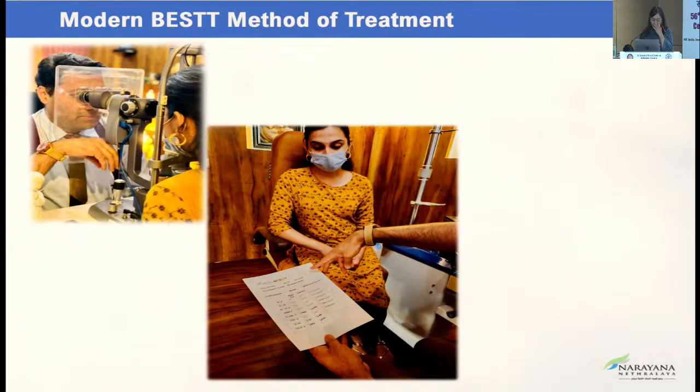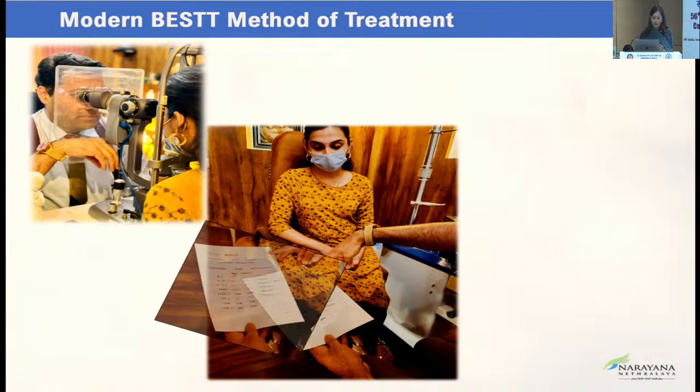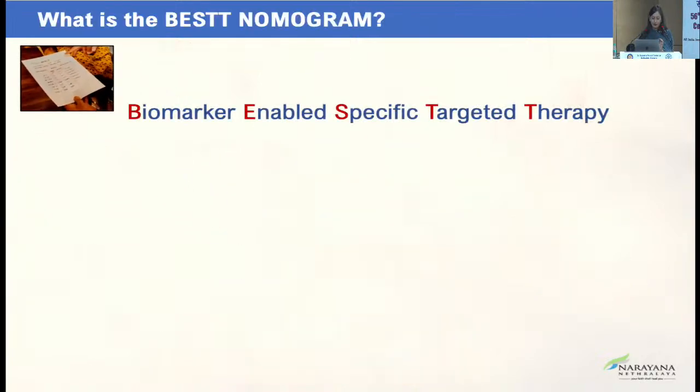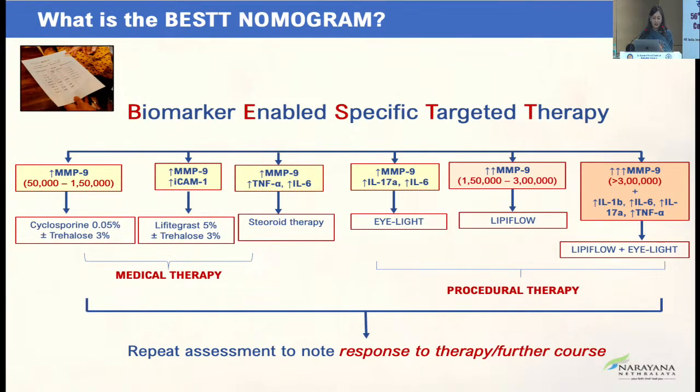So now what we do is, we do the tear test. It takes 90 minutes for the test results to come. And once we have these results, we see what is the level of these biomarkers. We identify the causative factor, and we then target the therapy. And the beauty of this kit at this point of time is that each of these drugs has a treatment. For example, if the MMP9s are on the higher side, you can give cyclosporin and trehalose-based drops. But along with MMP9, if ICAM also is on the higher side, India now is coming up with its own lifitegrast-based drops, which will be launched in the next 1 or 2 months.